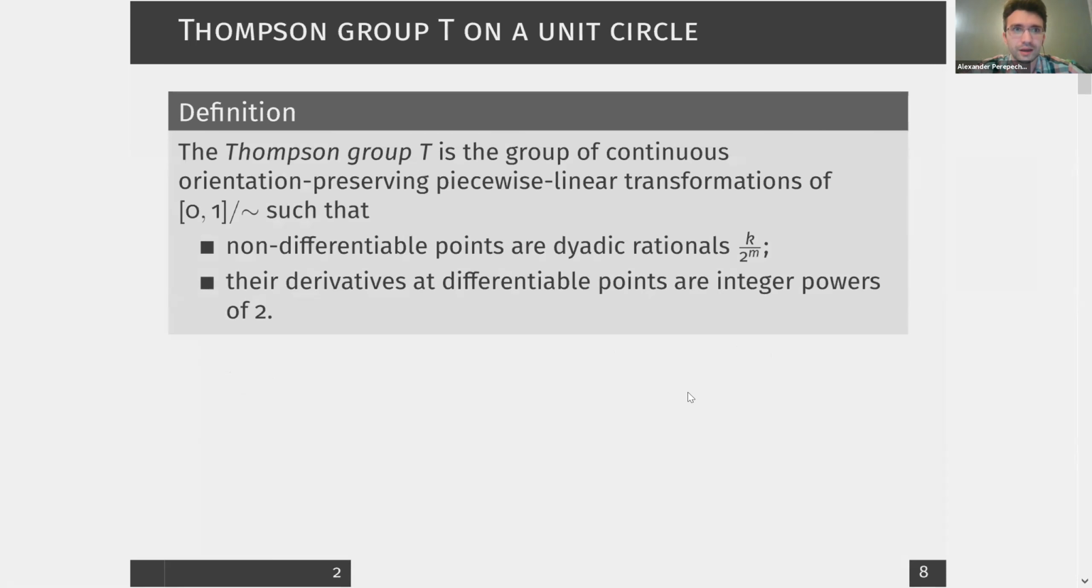First of all, the definition of the Thompson group T. This is the group of continuous, orientation-preserving, piecewise linear transformations of the unit circle. So here the unit circle is just a unit segment from 0 to 1 with its ends glued together, so 0 and 1 are the same point. And the transformations are such that the non-differentiable points, the points of breaking, are dyadic rationals, so the denominator is a power of 2, and the derivatives at every other point are integer powers of 2.